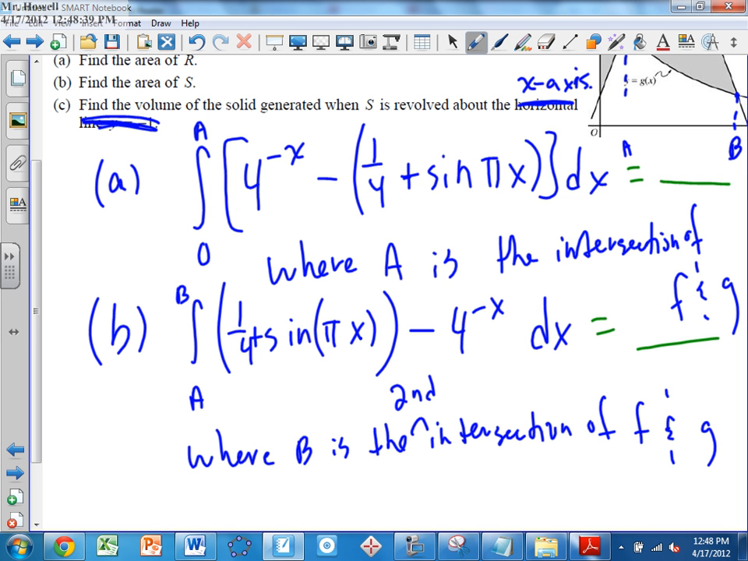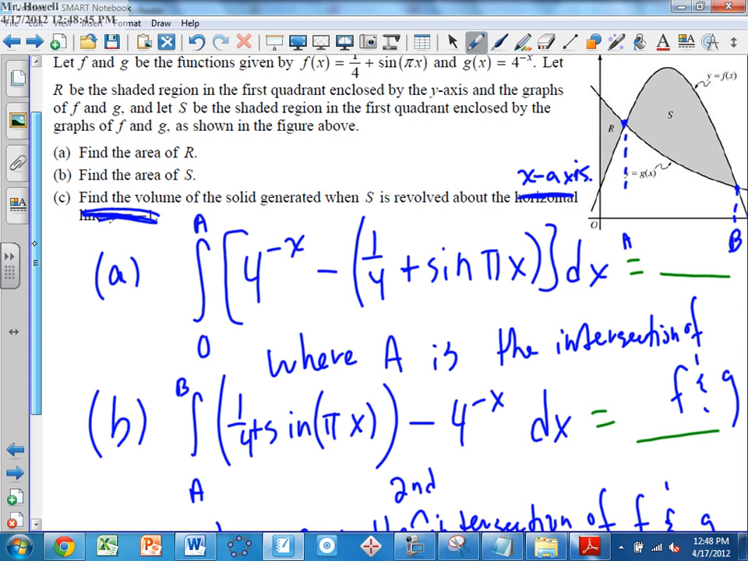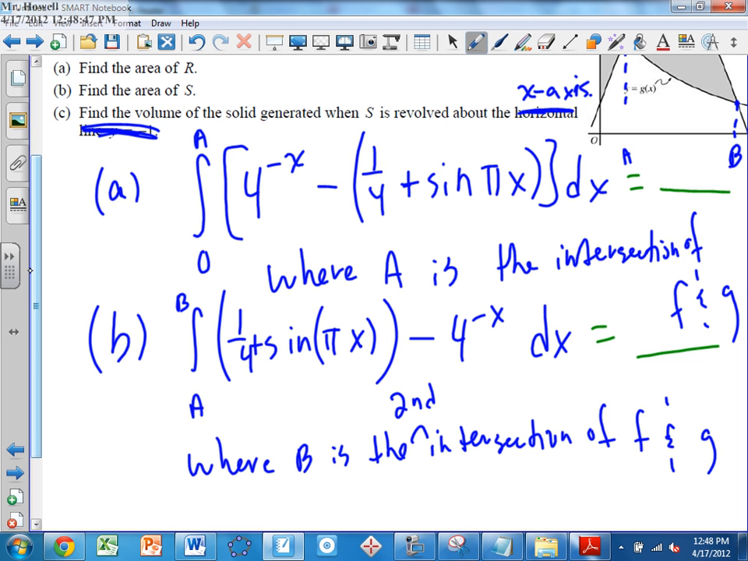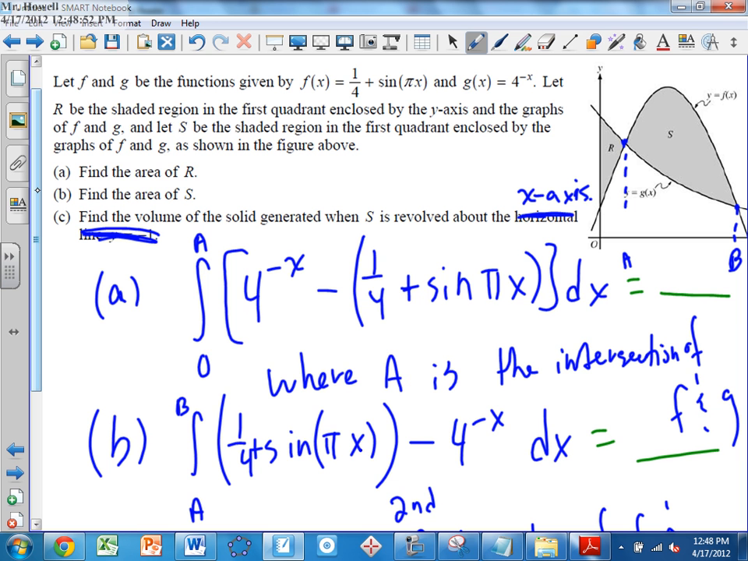Now, let's get to the third part. We don't have to add them together, right? The areas? No, we just said find them separately, right? Now, the third part says find the volume of the solid generated when S is revolved around the x-axis. Let's make believe it didn't say S. Let's say these regions are.